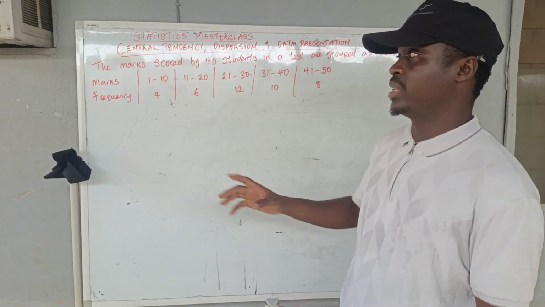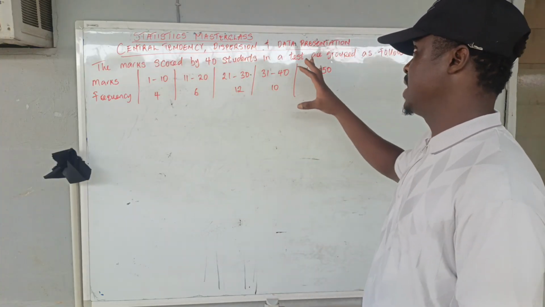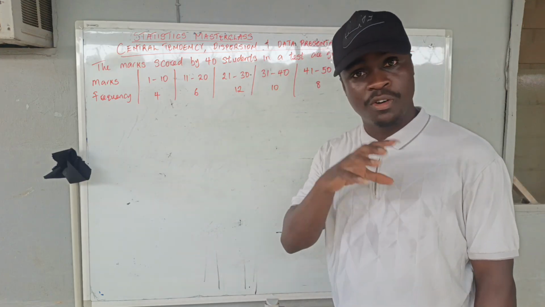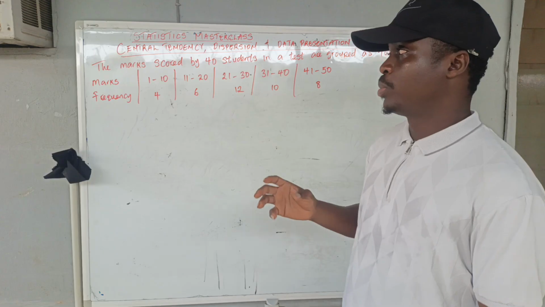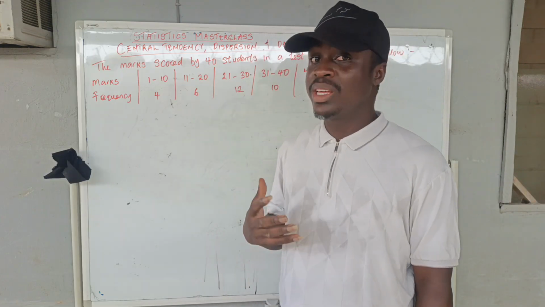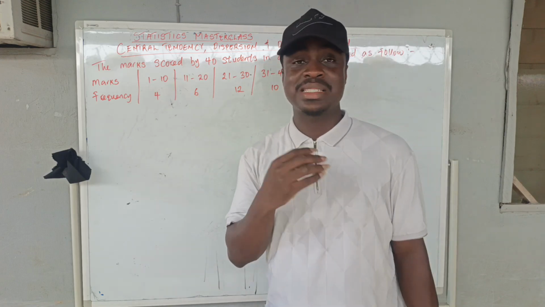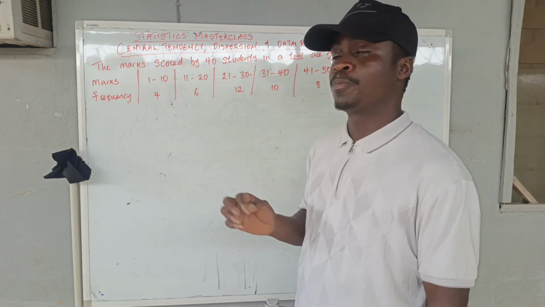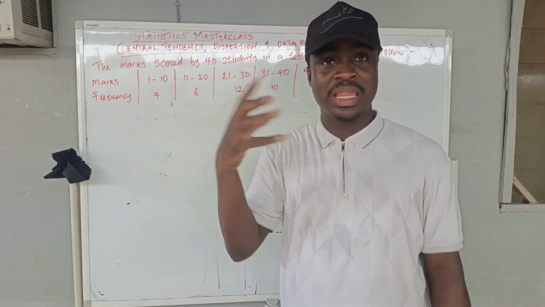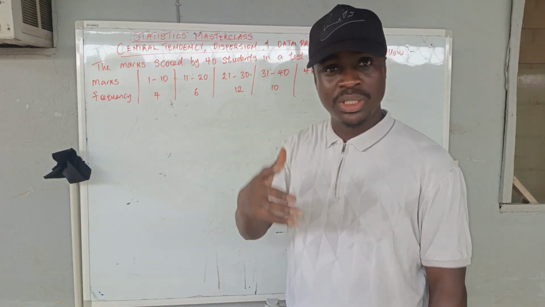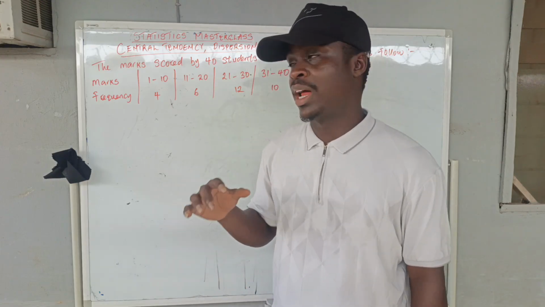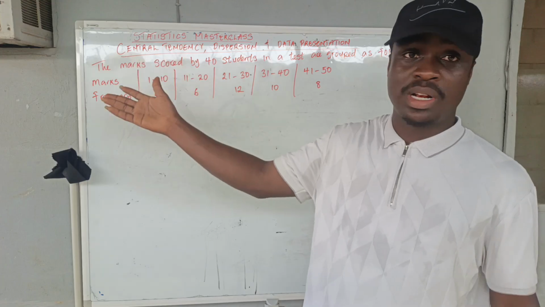So the question wants us to find the marks scored by 40 students in a test. So we know that the total frequency of the students is 40. But the question did not specify the exact marks, so we're only given the class intervals. And mind you, the class intervals and your frequencies are mostly given to you in the question, so you don't necessarily have to bother yourself looking for your class intervals.